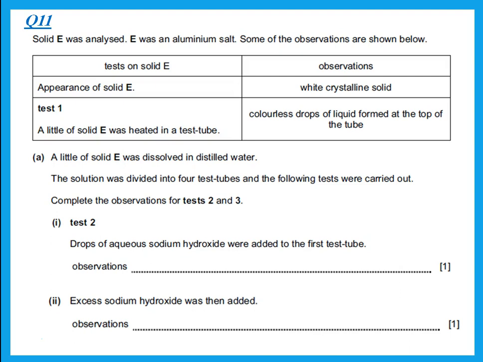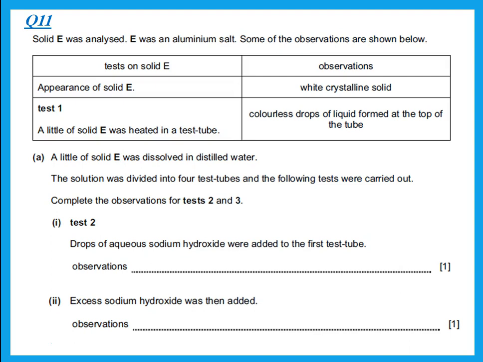Then he says a little of solid E was heated in a test tube. Colorless drops of liquid formed at the top of the tube. Remember, if he says that he heated the solid and he got colorless drops of liquid at the top of the tube, that just tells me that this solid was a hydrated salt. So it means that the solid originally had water of crystallization, or it had water in the crystal. So when I heated it, this water came out. Then he says a little of solid E was dissolved in distilled water. The solution was divided into 4 test tubes, and he did the following tests.